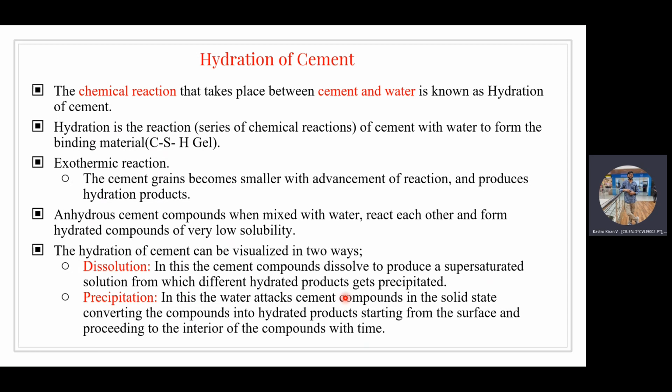And the second process is called precipitation. In this process, the water will attack the cement compounds. That means the water will react with the cement compounds. Here, the cement will be in the solid state, probably you can call it a powder state, and it is going to convert the compounds into the hydrated products. Because of these hydrated products, the end reactions of the hydration will take place.